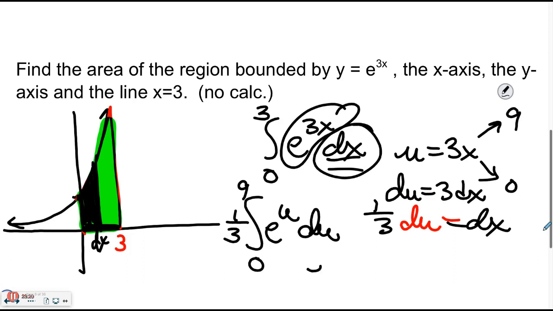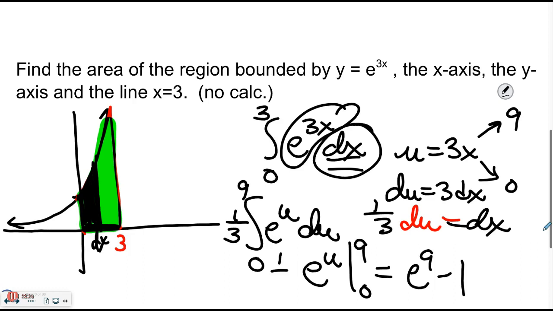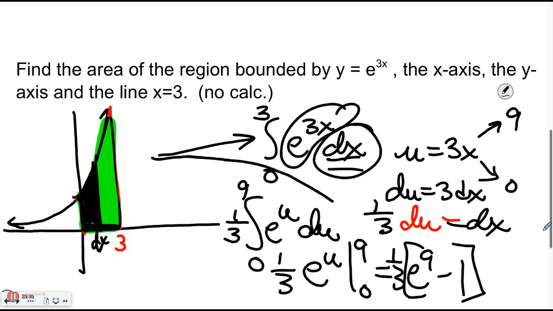The antiderivative of e to the u is e to the u. That'd be e to the 9th minus e to the 0th. And then remember, I had the 1/3 correction in front of it, so 1/3, and don't forget to parenthesize. If you math 9'd this on your calculator, you will get the decimal version of this exact answer.